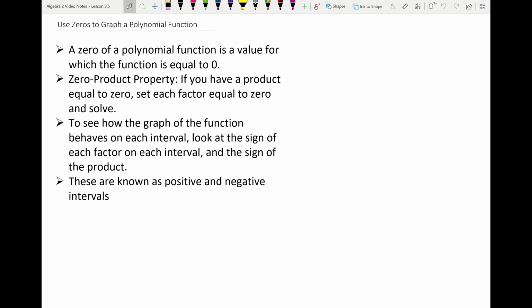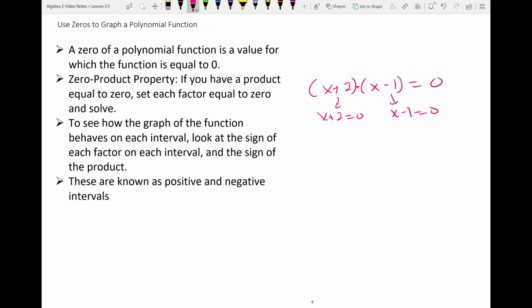If we want to use zeros to graph a polynomial, remember, a zero of a polynomial function is the value for which the function is equal to 0. And the zero product property, one of the properties we mentioned way back: if you have a product equal to 0, then you set each factor equal to 0. So for example, if you had x plus 2 times x minus 1 equal to 0, that's a product. We're multiplying those two together, so we set each of those factors equal to 0, and then we solve. So that's the zero product property, which we're going to be using in this lesson as well.